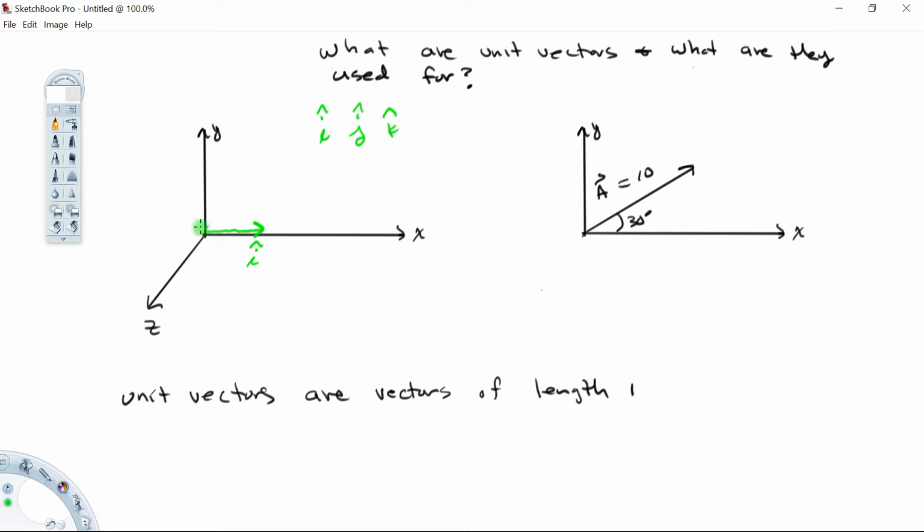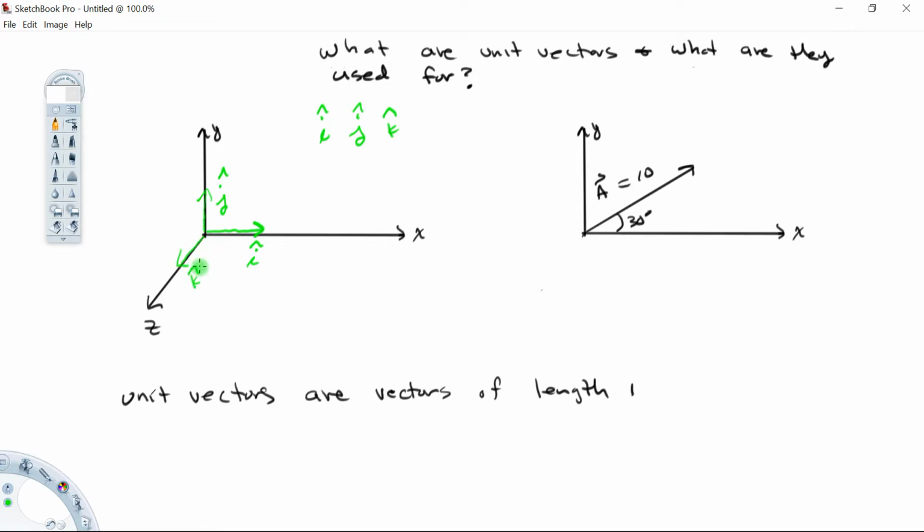j is a unit vector that points in the positive y direction. If I drew it in this picture, there it would go. And again, minus j in my picture would point down. k is a unit vector that points in the z direction. So in this picture, that would go this way.